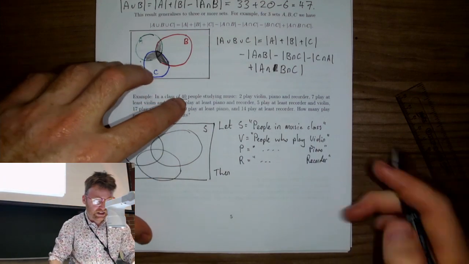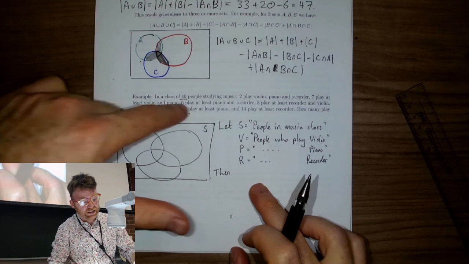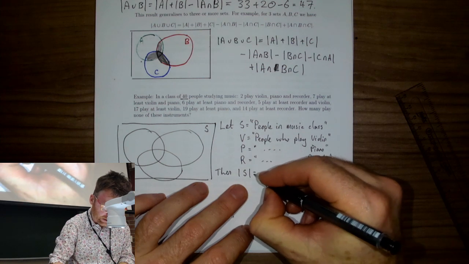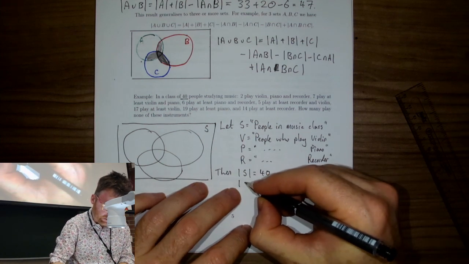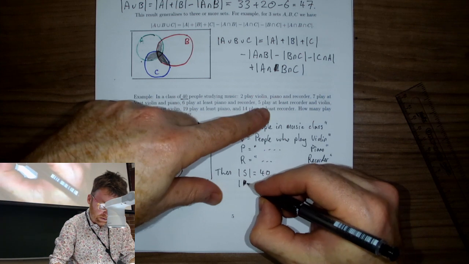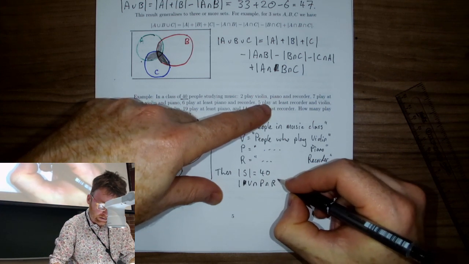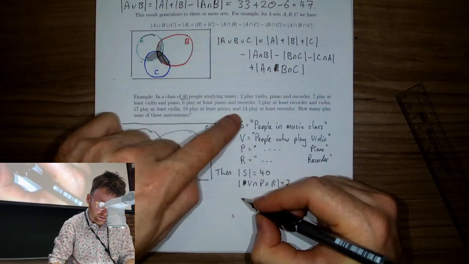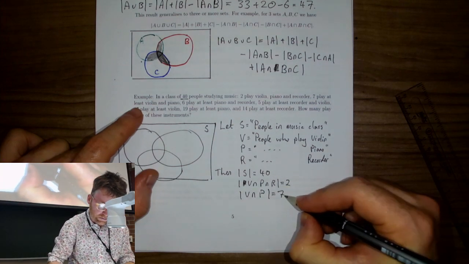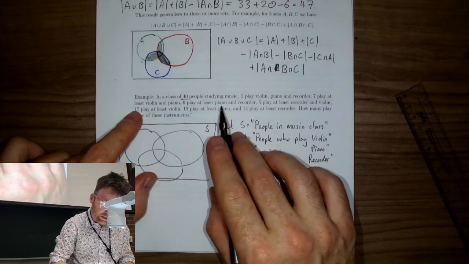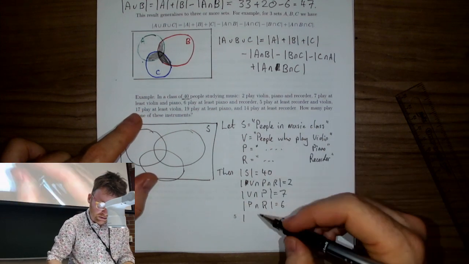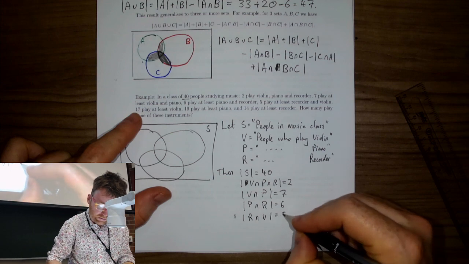Let's just read out the question now. We've defined some variables so we can translate this bunch of words into statements about the size of these sets. Then I know the size of S is equal to 40. 2 play violin, piano, and recorder. That's V intersect P intersect R, and that's 2. I know 7 play at least violin and piano. So violin and piano is 7. 6 play at least piano and recorder. So piano and recorder is equal to 6. 5 play at least recorder and violin. So recorder and violin is 5.